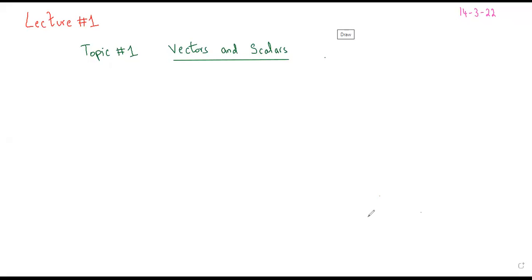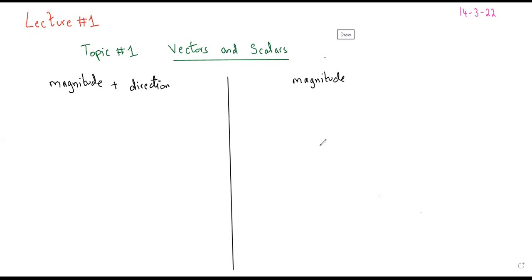Sabse pehle, we need to understand the difference in vectors and scalars. It is easy, it's not difficult, okay? सबसे पहले I'll write down the definition of vectors. Vector has magnitude plus direction, and scalar has magnitude only.